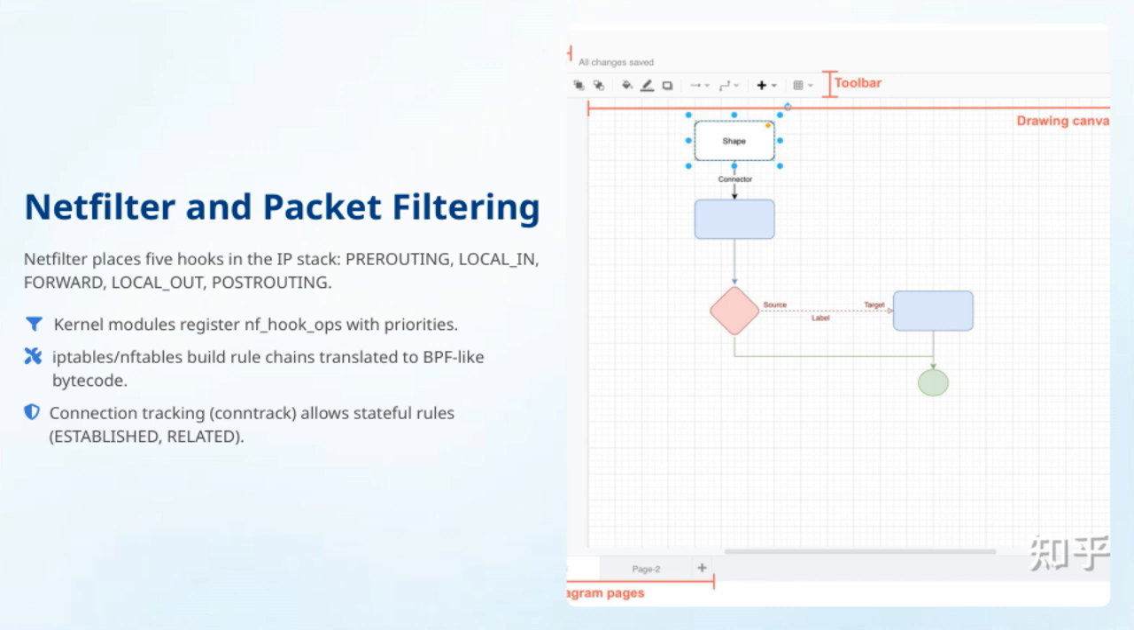Now, when we build rule chains with tools like iptables or nftables, these rules are translated into BPF-like bytecode. This bytecode runs efficiently within the kernel, enabling high-performance packet processing. Kernel modules come into play here as well. They register netfilter hooks, which determine at what point in the packet processing pipeline they operate, often based on priorities. This setup allows us to insert custom processing at specific stages.